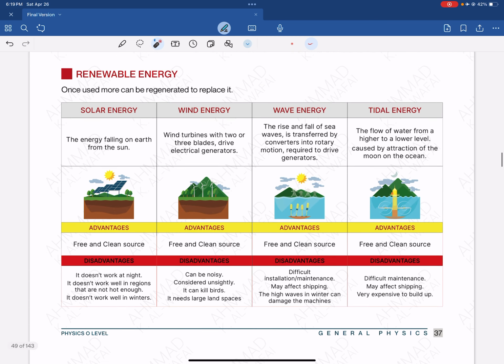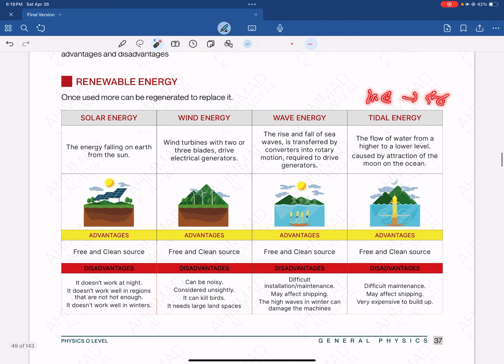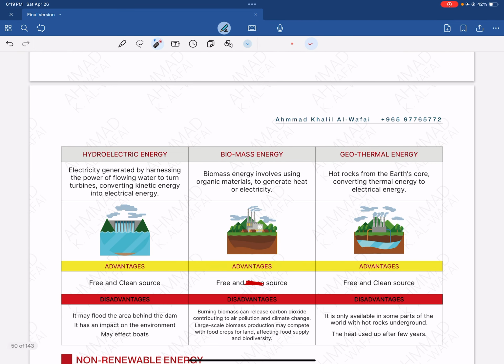So all what we said has some energy transformation. So solar energy, you've got the solar or the light energy that is transferred to electrical energy. Wind is basically kinetic to electrical. Wave also kinetic to electrical. Tidal is kinetic to electrical. Okay. And then you've got the hydroelectric energy, which is gravitational to kinetic to electrical. You need to memorize these transformations.